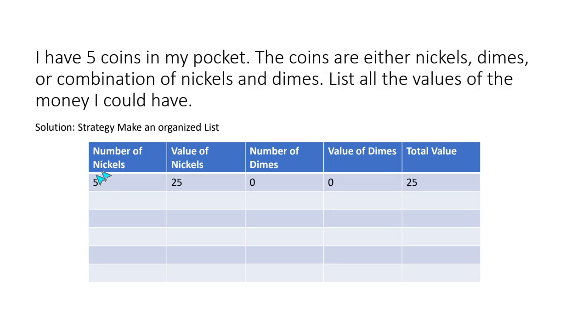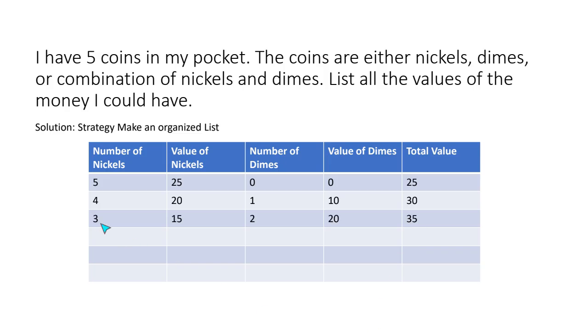So here, for example, what if I had 5 nickels? Then the value of my nickels is 25 cents. But if I have 5 nickels, that means that I have to have 0 dimes. And the value of that would be 0. So my total value would be 25. Or what if I had 4 nickels? That means that I have 1 dime. So the value of my nickels would be 20. The value of my dimes would be 10. And the total amount I would have would be 30.